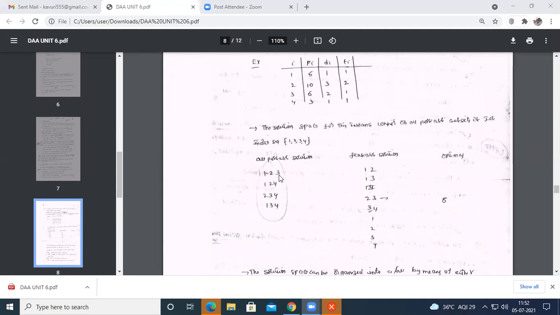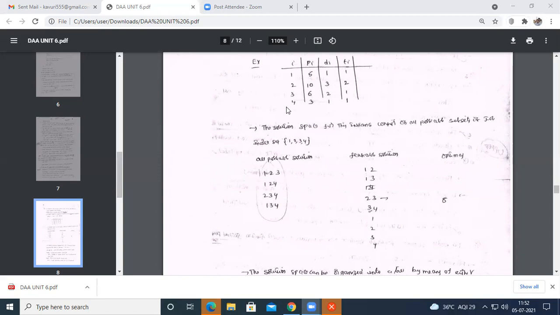Take 1 2 3, meaning first job, second job, third job. The deadline of the first job is 1, the deadline of the second job is 3, and the deadline of the third job is 2. First you execute the first job, next the third job, and then the second job, so all three jobs are completed within the deadline.